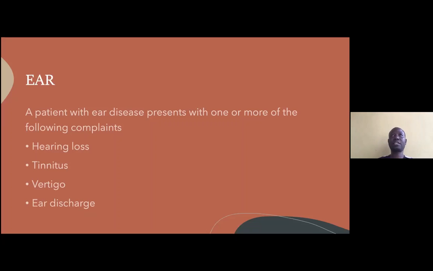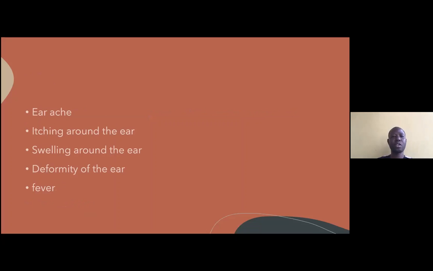There could be ear discharge. The ear discharge could be mucopurulent, or it could be serous, even bloody. That's a bloody otorrhea. There could be earache, that's otalgia, pain in the ear. Itching around the ear is also a common symptom. Swelling around the ear or a mass around the ear, tenderness, pain, could be an abscess or cellulitis. There could be ear deformity, and there could always be fever.